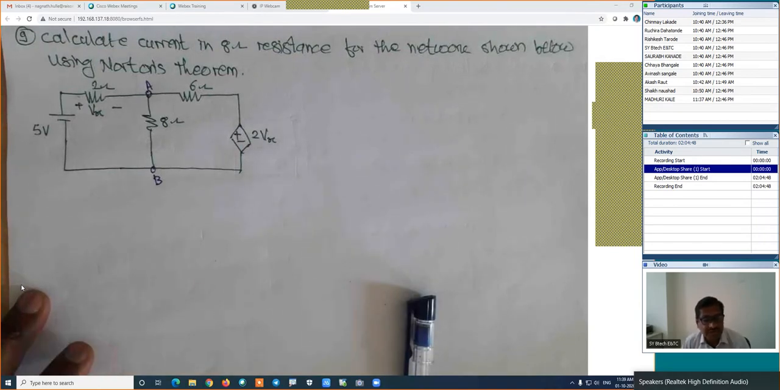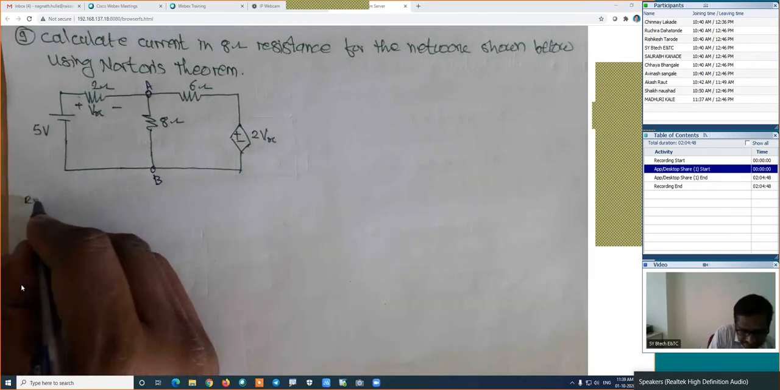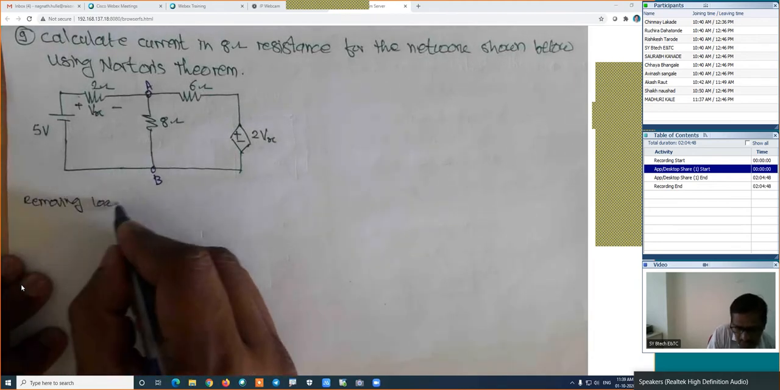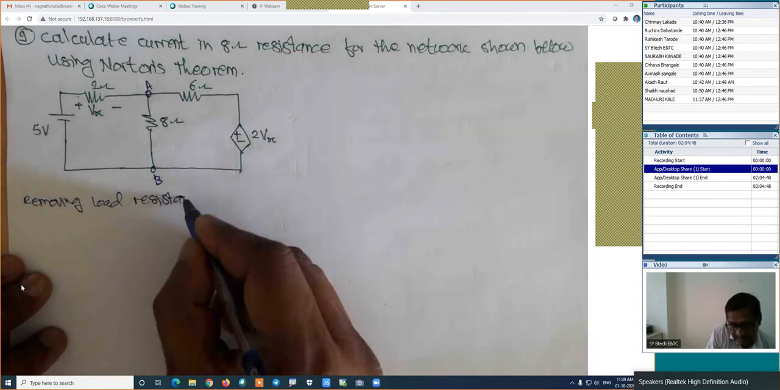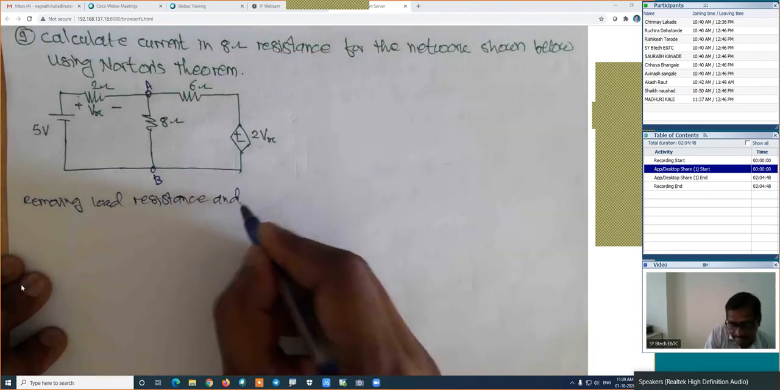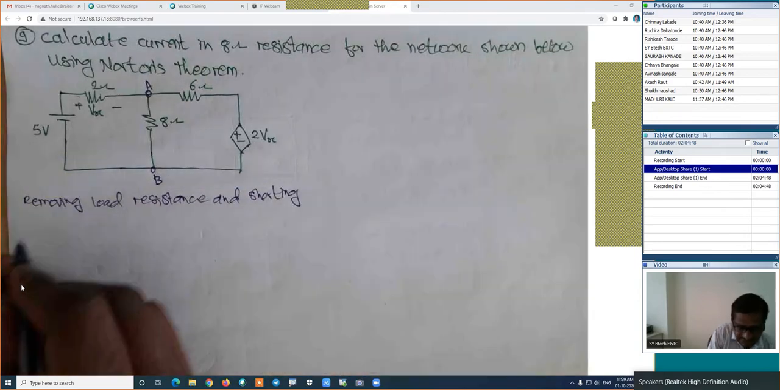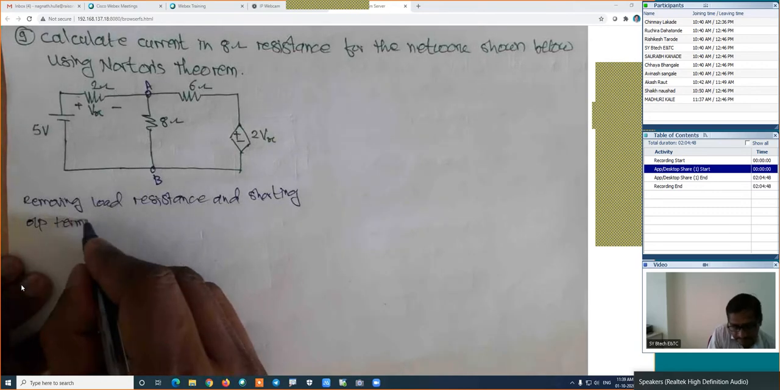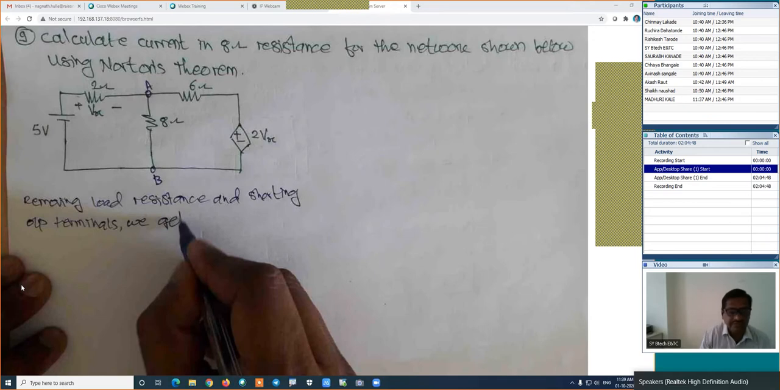Remove the load resistance and short circuit the output terminals is the first point. I will write the same. Removing load resistance and shorting output terminals, we get. We will remove the load resistance and we will short the output.